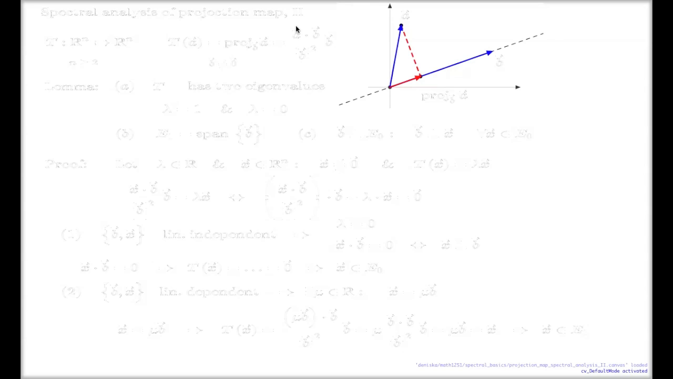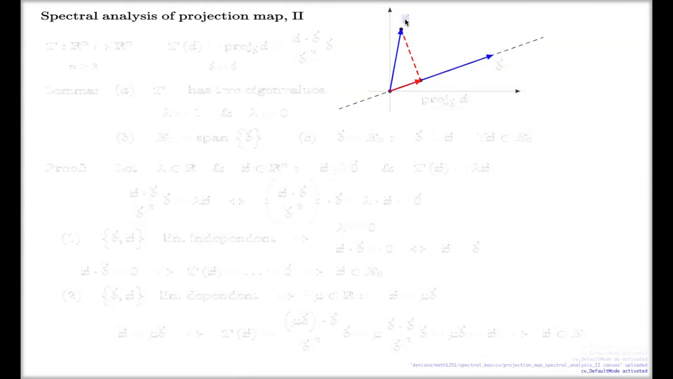And that's my next slide, which I called again spectral analysis of projection maps, number 2. So here's my projection picture. Again, I have my two vectors like this. I do this because actually it's a beautiful piece of the argument.